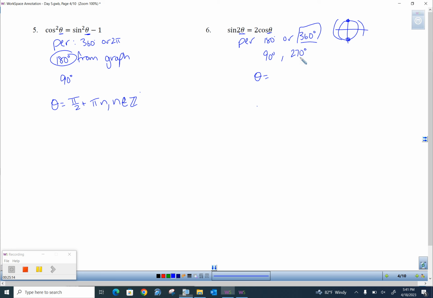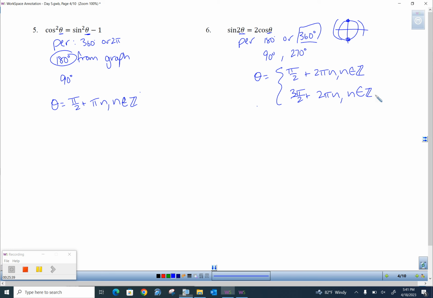So with two answers here, I want you to stack them on top of each other and add the period, which we decided was 2 pi. If you had pi over 2 plus pi n and not that one, great, but usually that is not something that you can do with these types of problems.